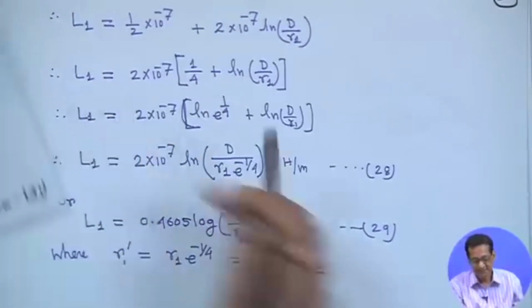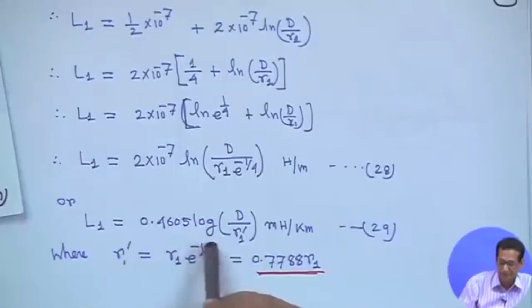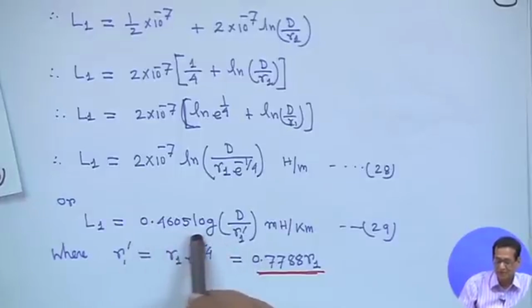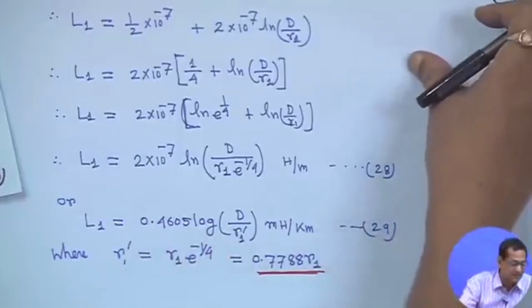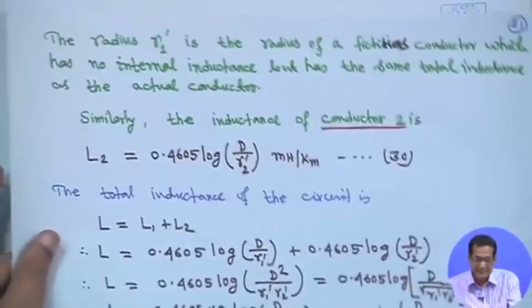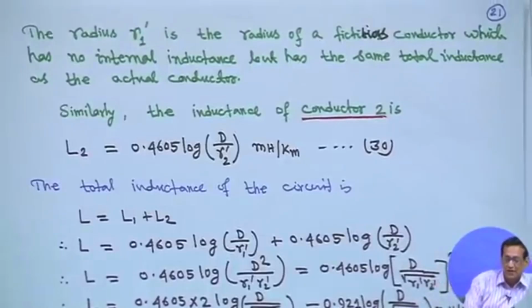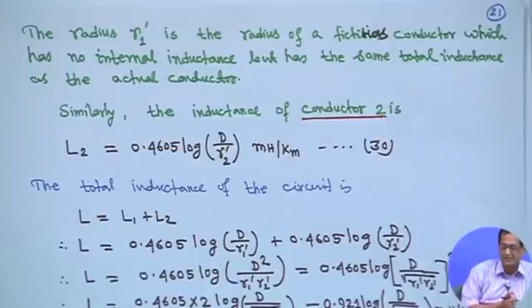So, this is a standard formula to find out the inductance, 0.4605 log d upon r1 dash, and this is for a single conductor. Now, this radius r1 dash is the radius of the fictitious conductor, which we assume has no internal inductance, but has the same total inductance as the actual conductor. That is the meaning of 0.7788 r, the fictitious radius of the conductor.